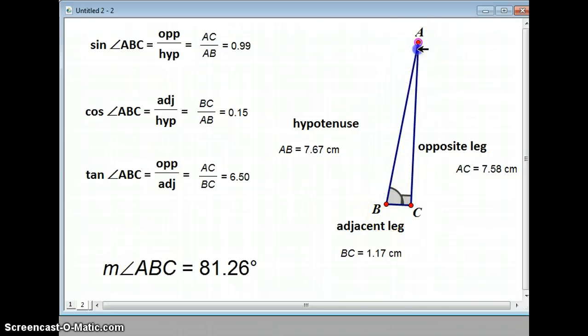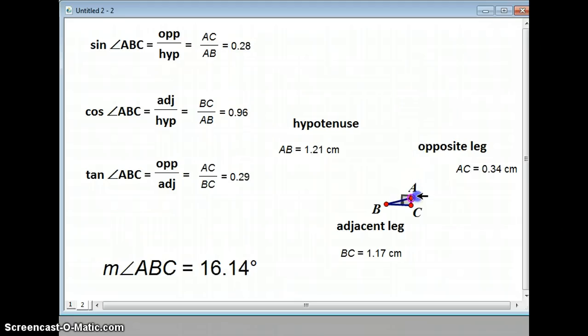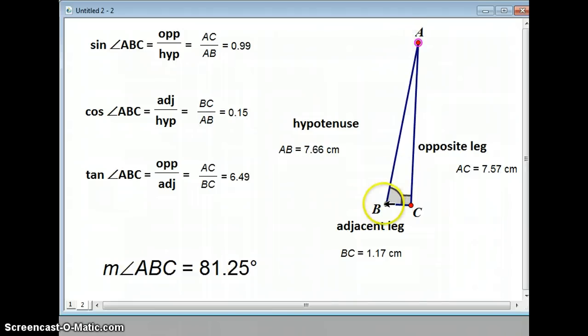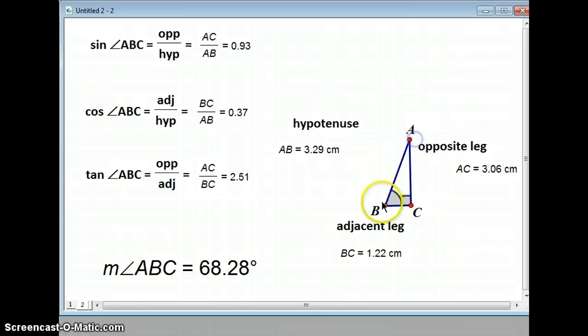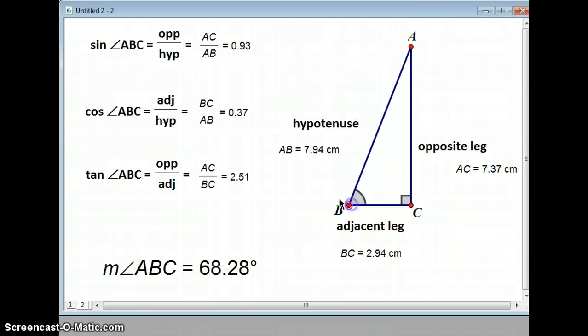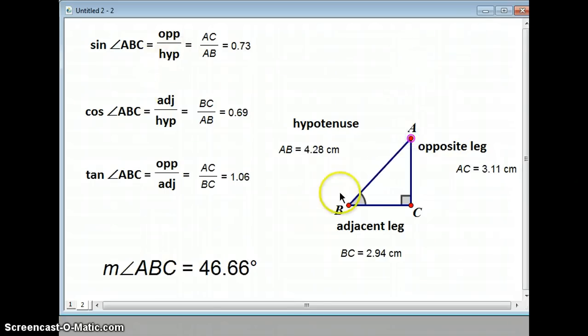So you notice, just looking at these, that the tangent, we talked about this last time, can be anything. Tangent can be very small. It could be like 0.29, or it could be like 6.5, or even larger if this angle gets bigger. But since the hypotenuse is always the longest side of the triangle, that kind of limits what these values are going to be, because they're always being compared to the hypotenuse.